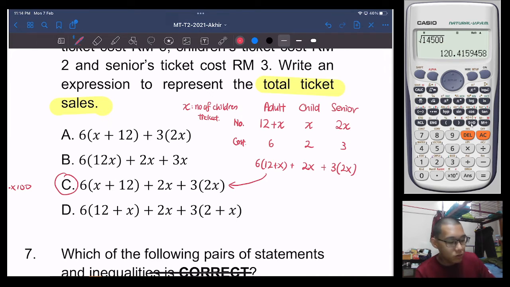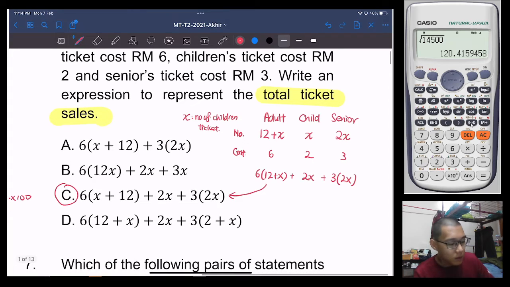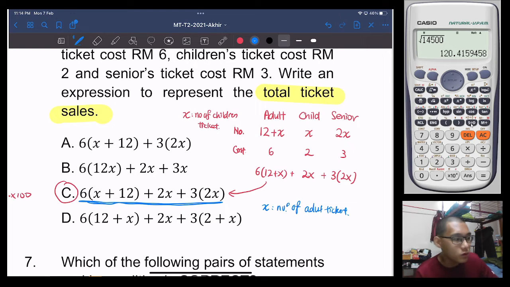I also found that some students ask me why, if I put x as the number of adult tickets, we cannot find the expression like this. So you need to check and redo it. We try to find another unknown. Okay, so this is for question 6.